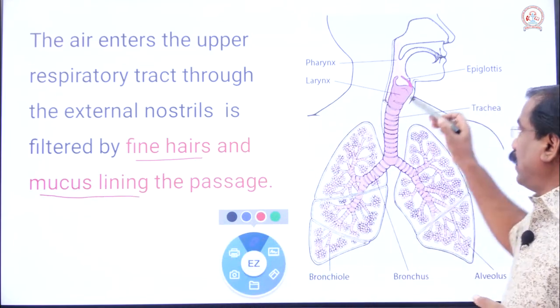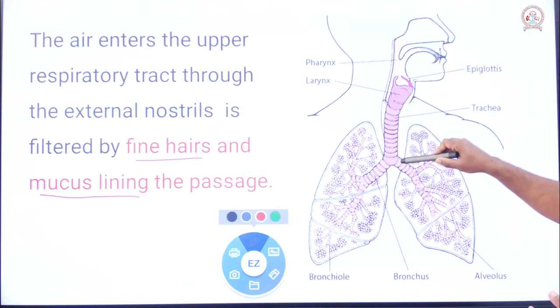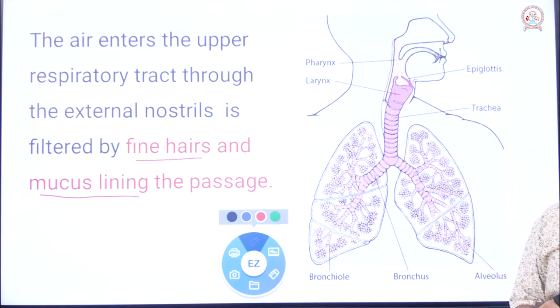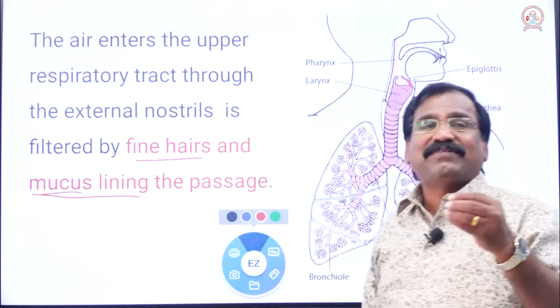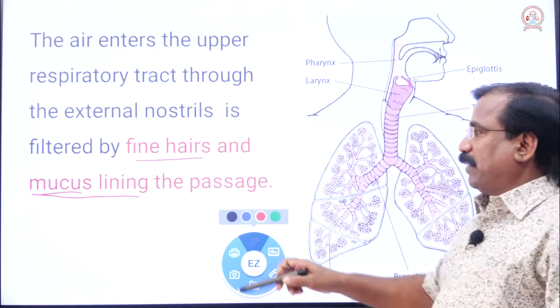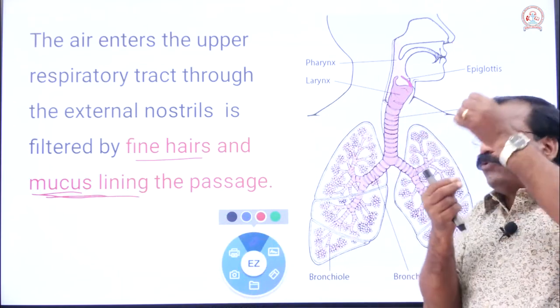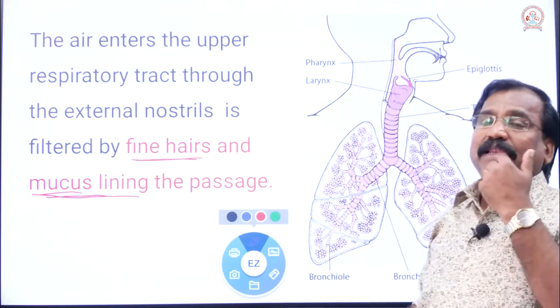The entire passage from the nostrils to the bronchus and bronchioles, the entire tube, the conduction passage, is lined with mucus. You know, mucus is a viscous substance. Okay, a viscous substance. And the mucus lines the inner tube, and fine hairs are also there.